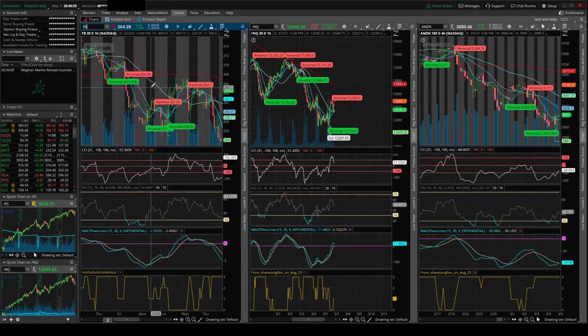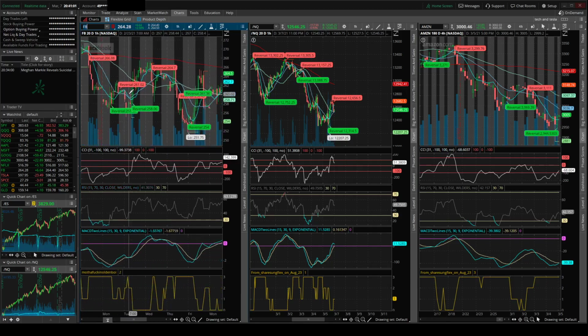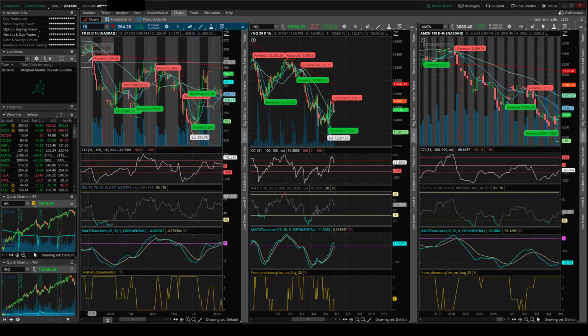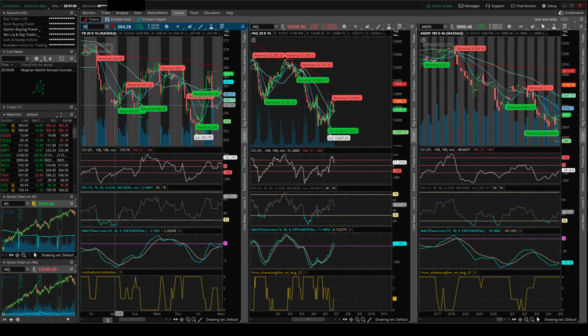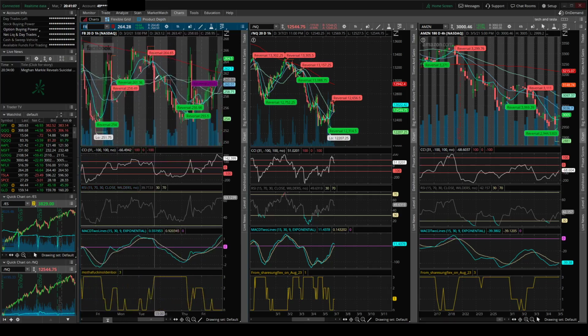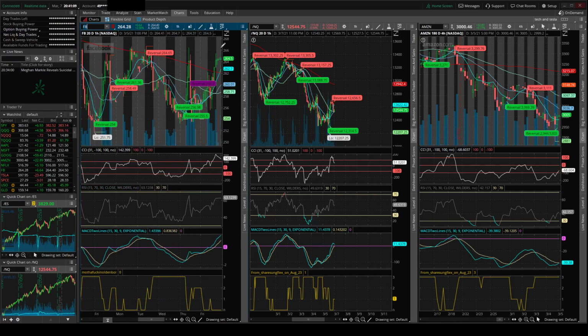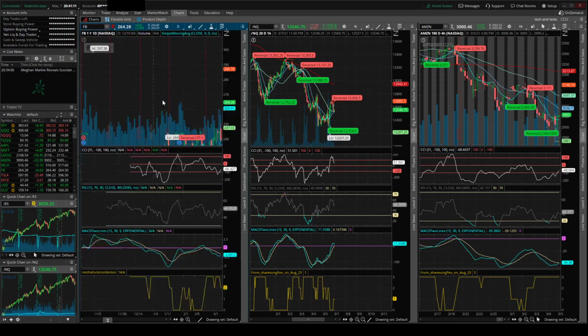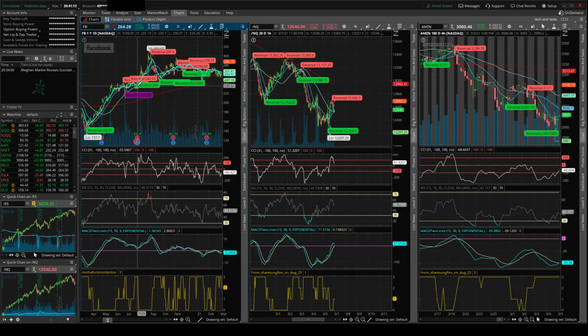So notice right here, again, we have that head and shoulders. So this thing just launches Facebook lower, and it kind of gets scooped up, and that's where it's sitting at right now. And overall, that's just how I played Facebook. That was earlier last week.